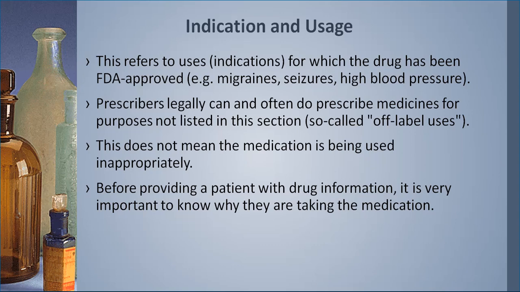Now, this is important because anytime a patient comes to a pharmacy, they may ask, "Madam, please, what do we use this medicine for?" You can take the product literature, and most often than not, the manufacturer will indicate what the product is used for. All right. Prescribers legally can and often do prescribe medicines for purposes not listed in this section, the so-called off-label uses.